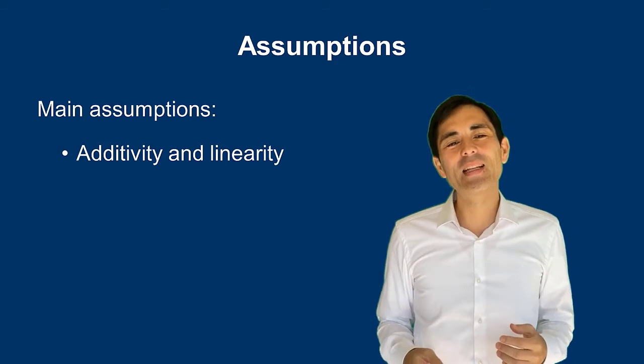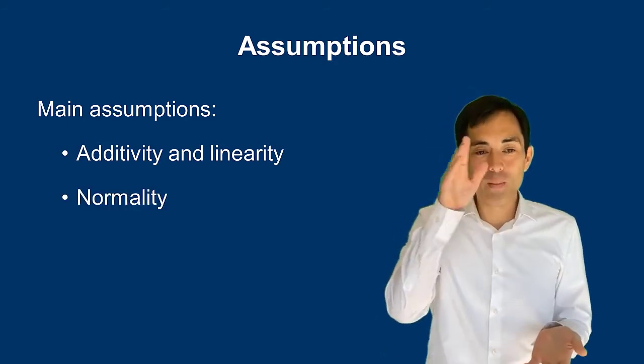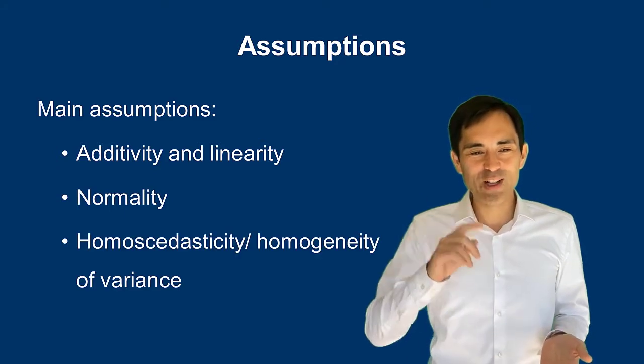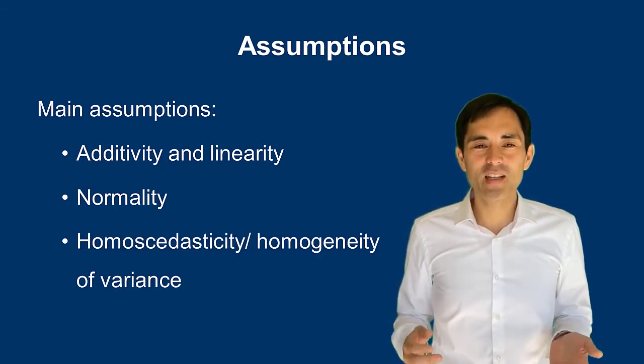So one would be additivity and linearity. Another one would be normality, or normal distribution. And now it comes, the next one would be homoscedasticity, or homogeneity of variance.